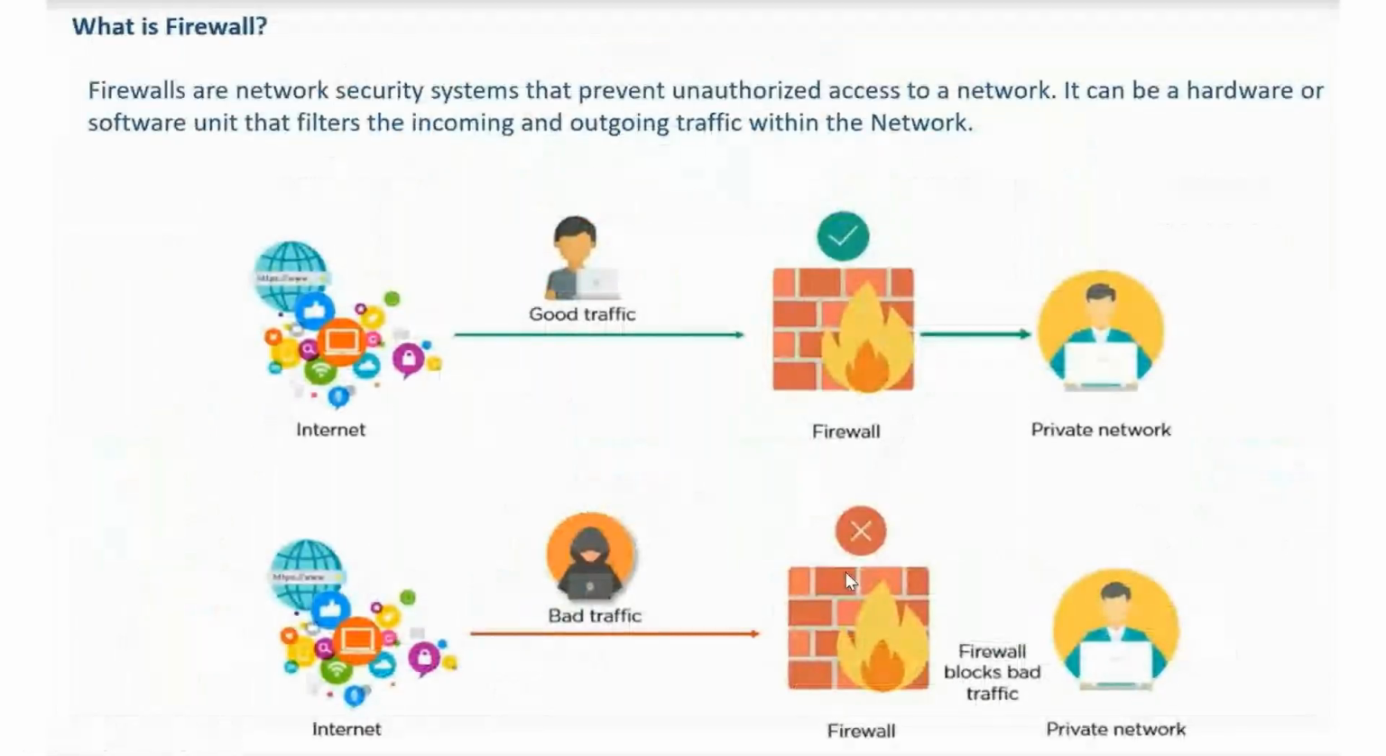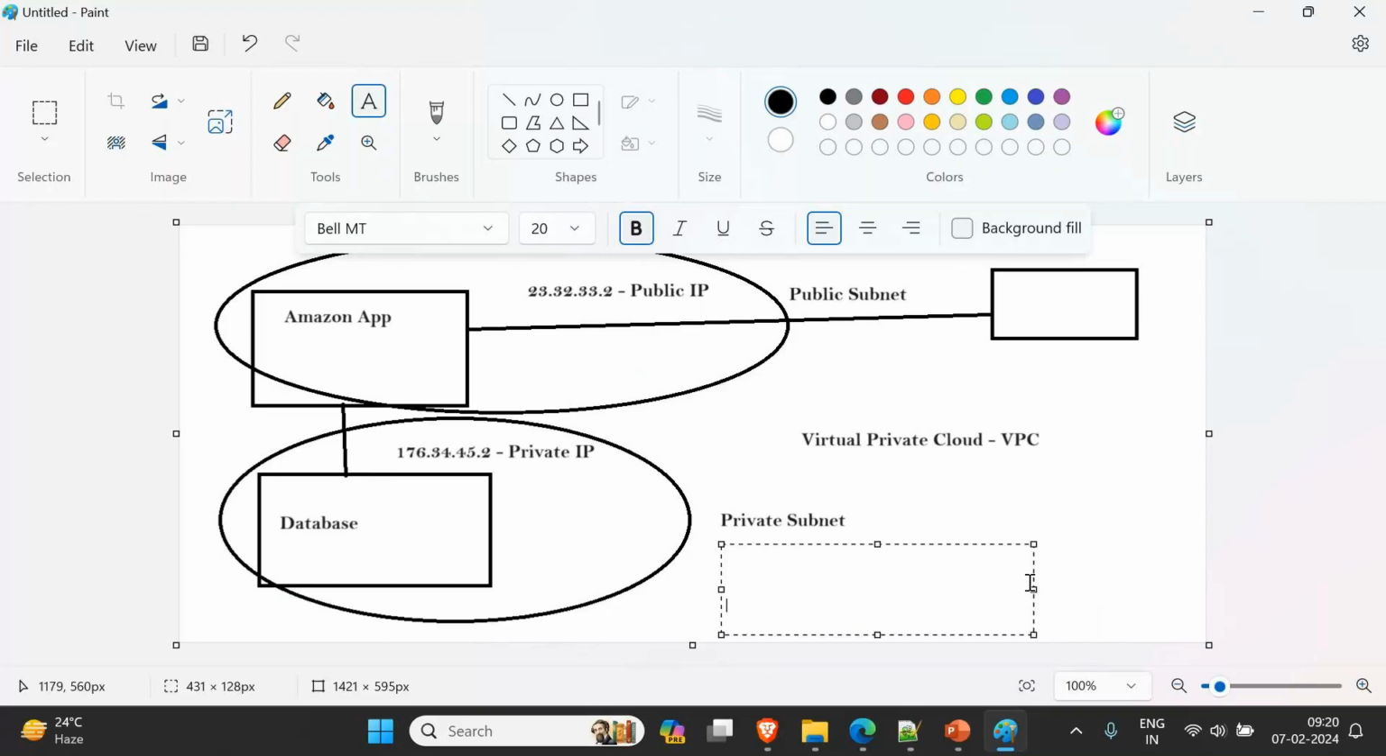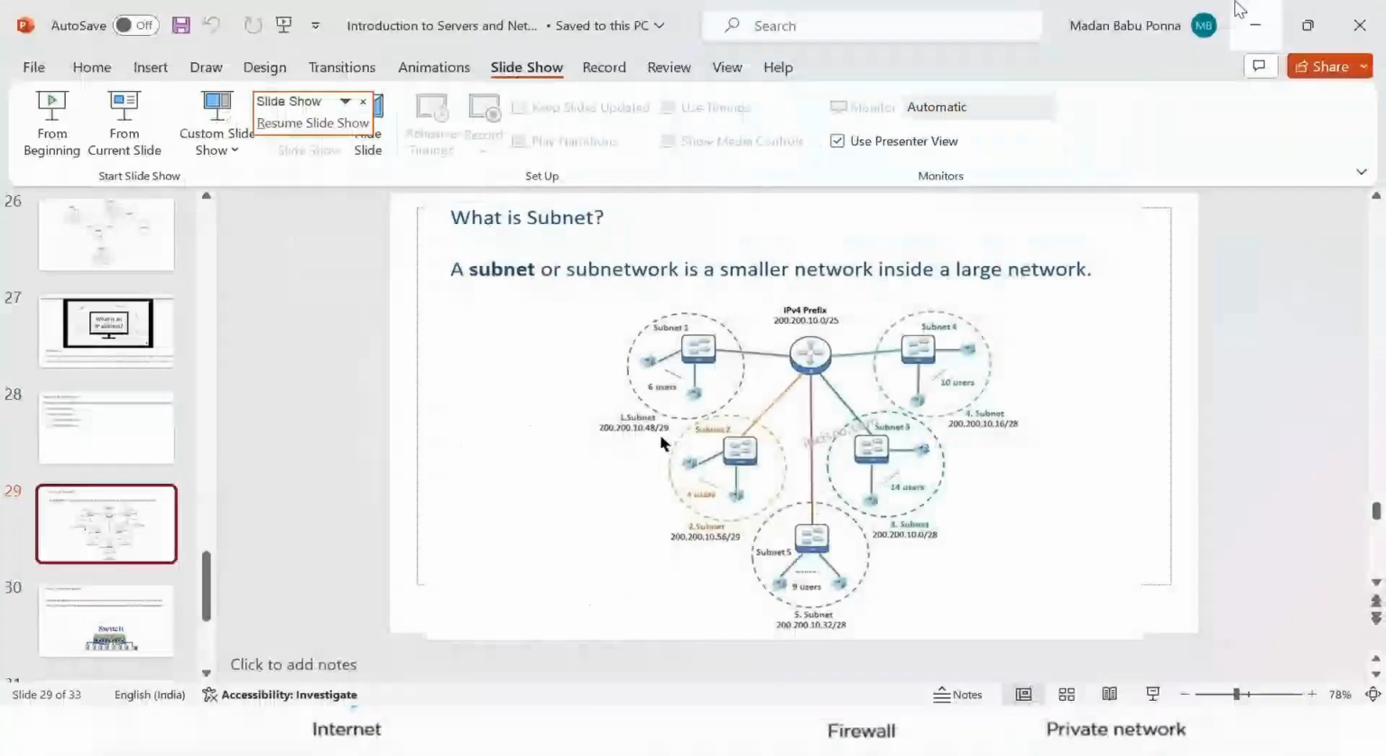And then comes the firewall, like we have on our laptops, right? Firewalls are network security systems that prevent unauthorized access to a network. It can be a hardware or software unit that filters the incoming and outgoing traffic within the network. Windows has its own firewall. Similarly, the firewall allows good traffic and blocks bad traffic, it controls it. On the cloud, in place of firewall we have a new terminology called security groups. Using a security group we can control traffic, the same as a firewall. We will see how to use security groups and how to apply various rules on the server.